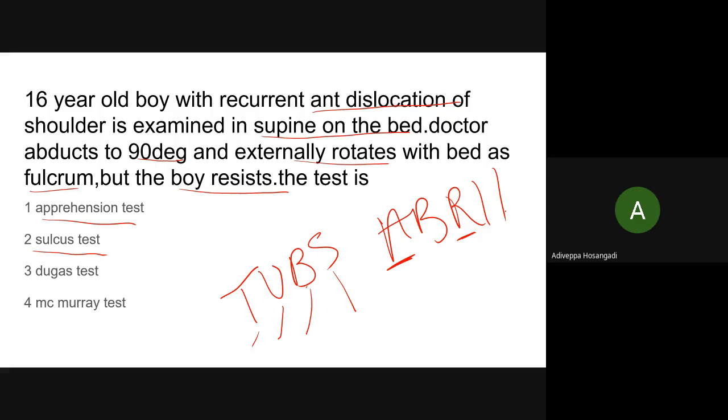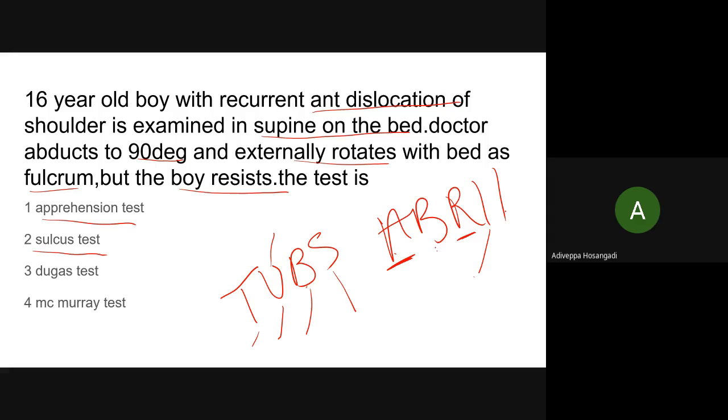Rehabilitation is the treatment. You do not do the surgery here. And I will come to that. Okay. This is unilateral and unidirectional, one shoulder. AMBRI can be bilateral. Atraumatic, bilateral, rehabilitation. Inferior capsular shift procedure is done occasionally.